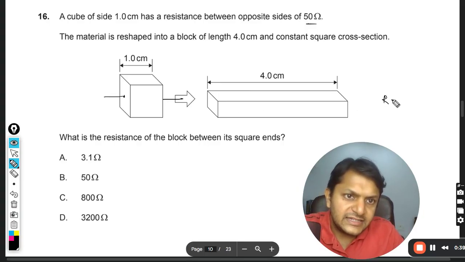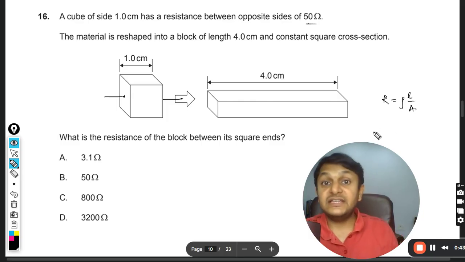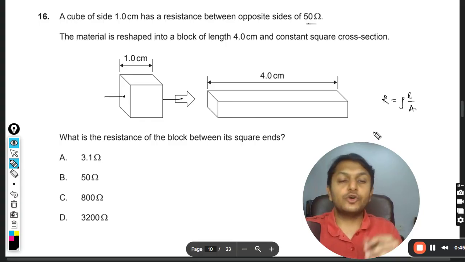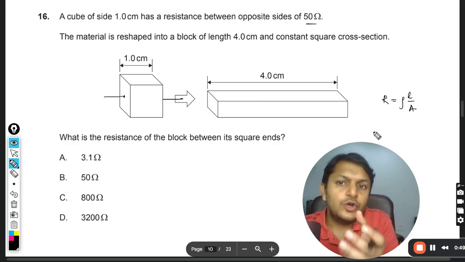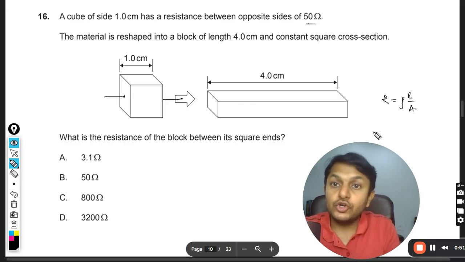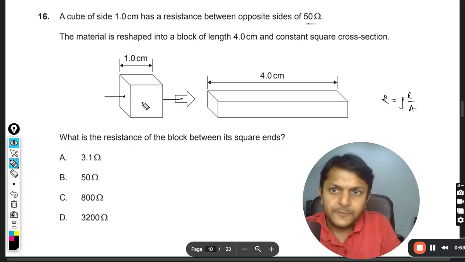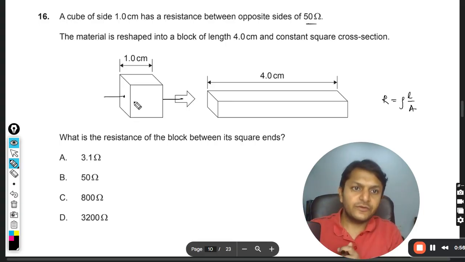So for this resistance we are going to use the formula, but the resistivity is not given. So of course we would be finding all the unknown variables from our first case, in which you're passing current through the cube. So let me create this equation first of all.